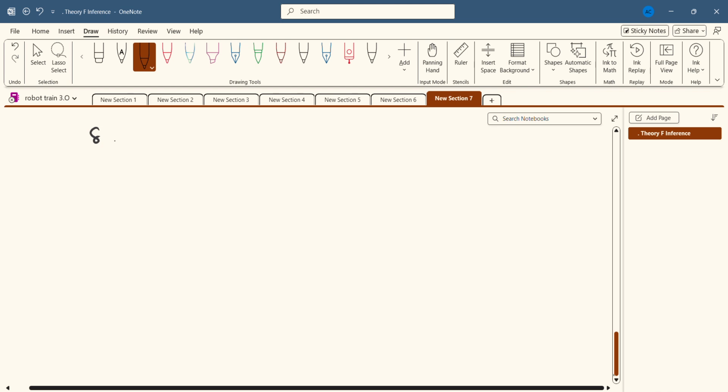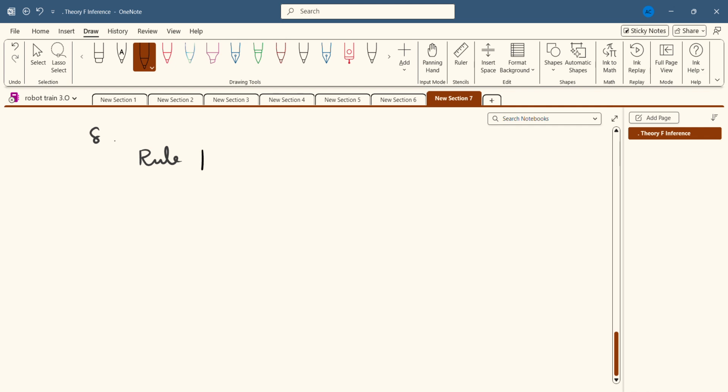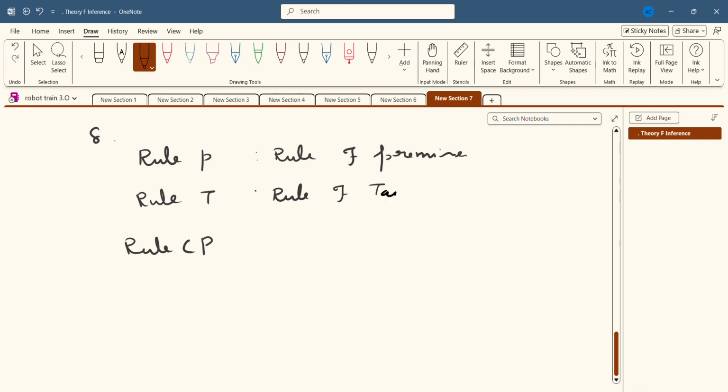That is rule P, rule T, and rule CP. Rule P means rule of premises. Already you know that premises means a statement, assumptions or evidence, whatever it is. Rule T, rule of tautology. And rule CP, rule of conditional proof.